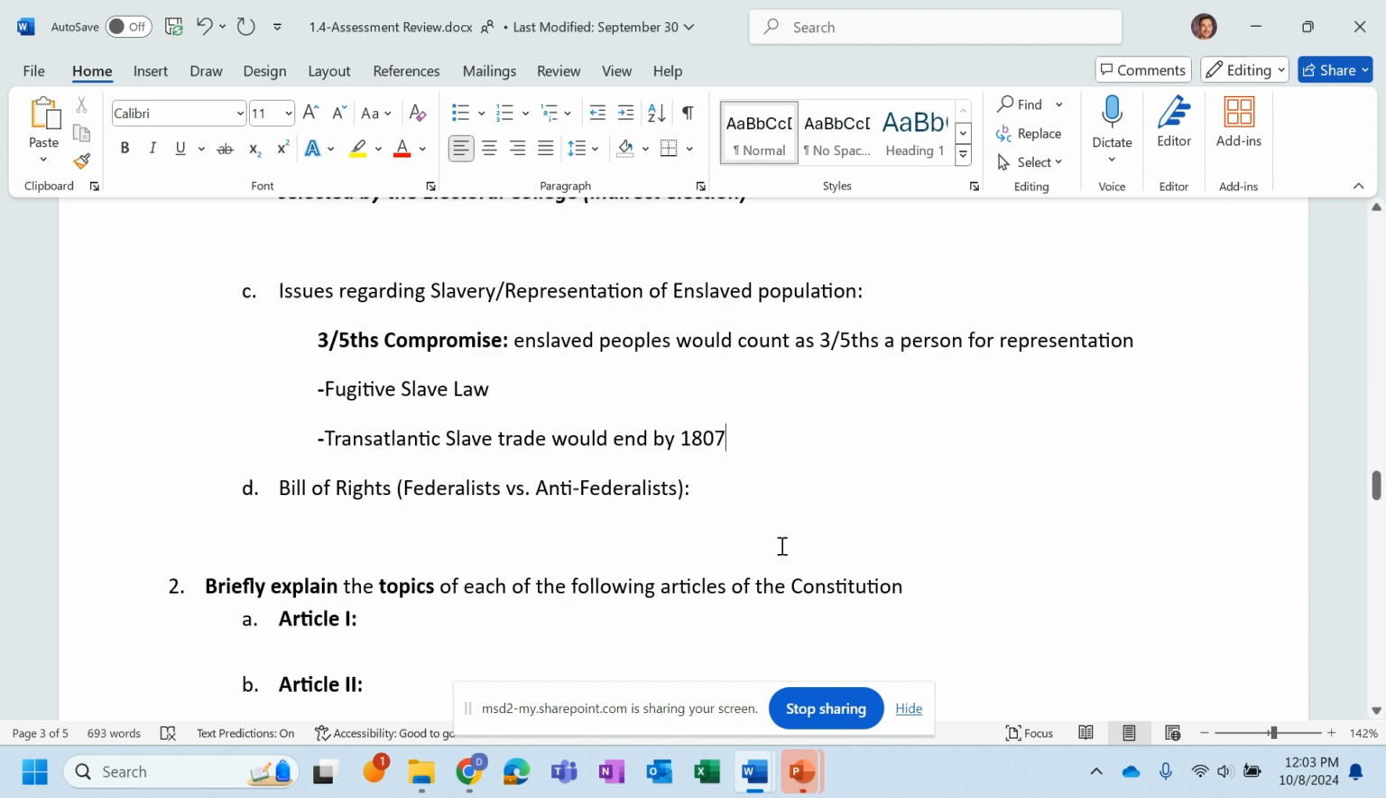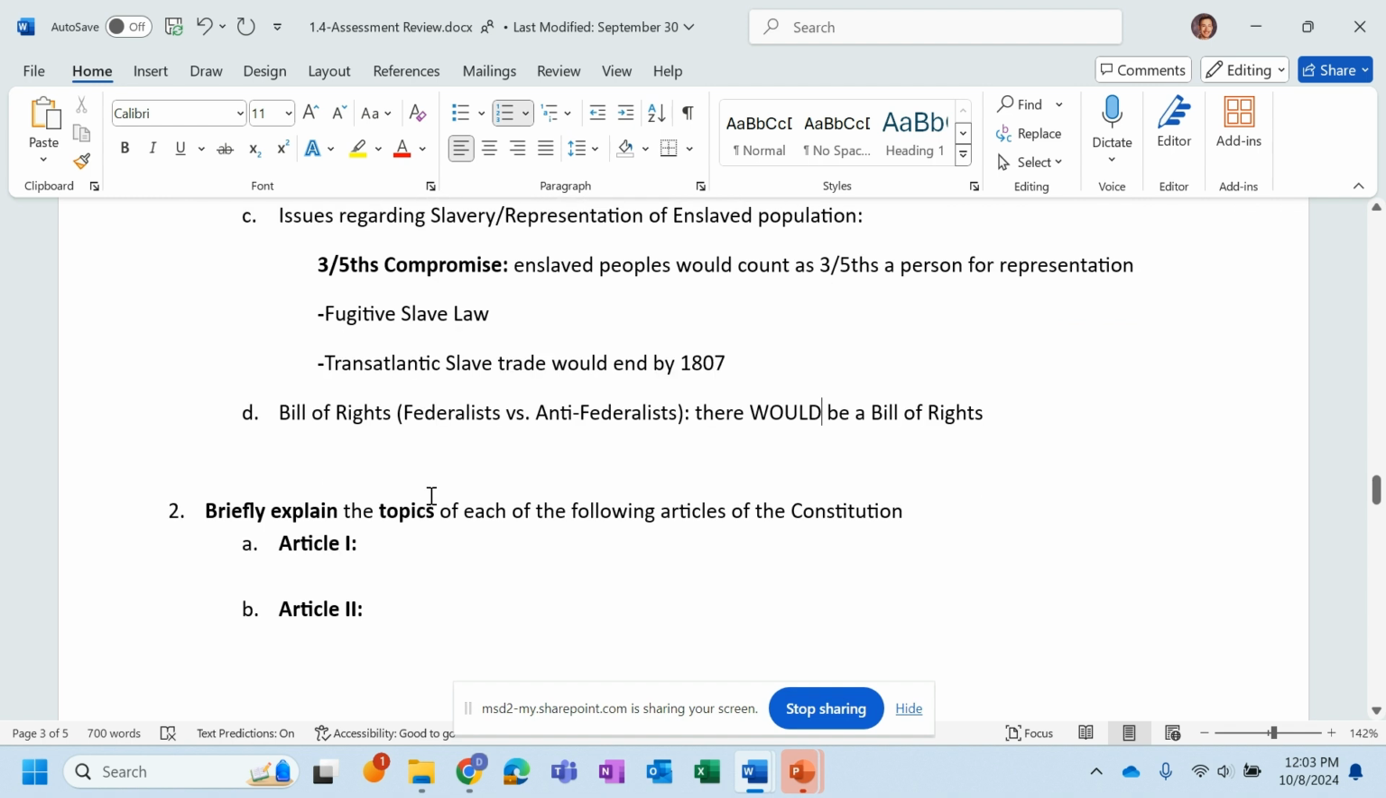Yeah, 1807. This one we didn't talk about, but the Federalists and Anti-Federalists, the last big thing to ratification was having a Bill of Rights. Would there be a Bill of Rights that outlined the rights of the citizens? And they said there would be a Bill of Rights, and they passed one after the Constitution was ratified. They passed the first 10 amendments, which are the Bill of Rights, which we'll get to during our Civil Liberties and Judicial Branch unit. Okay?